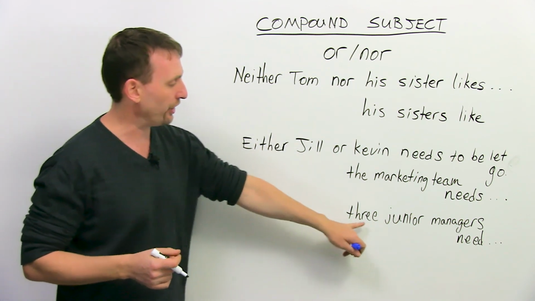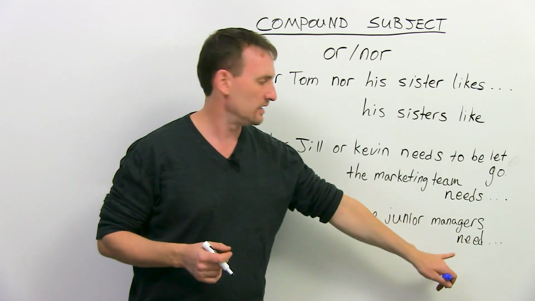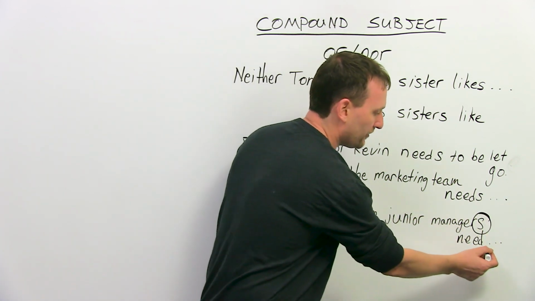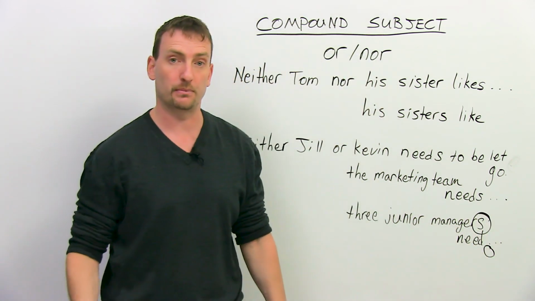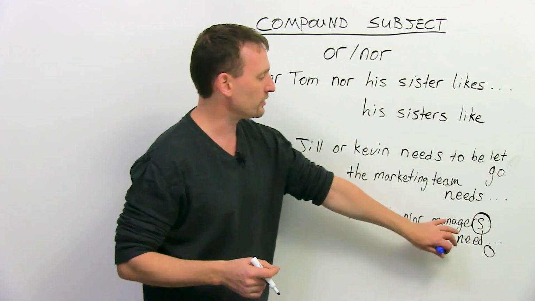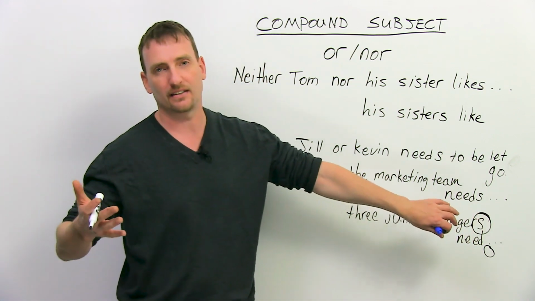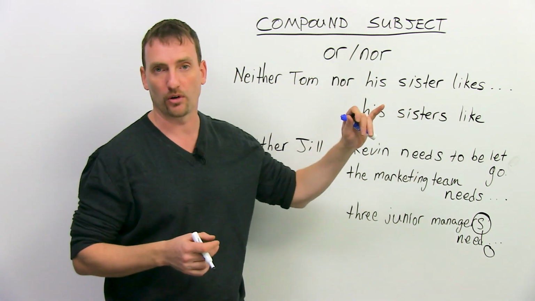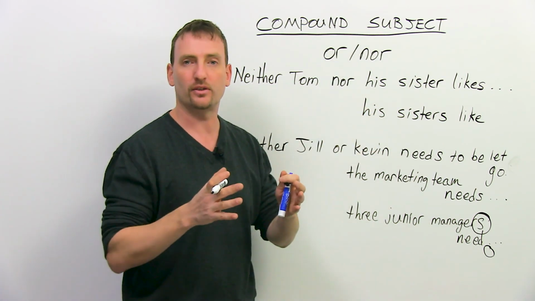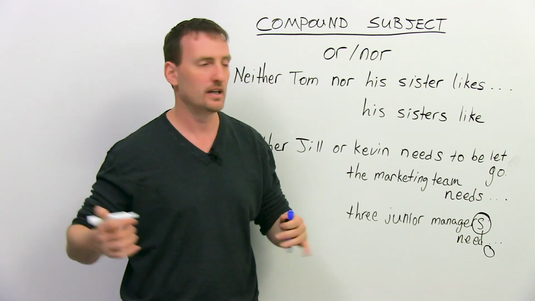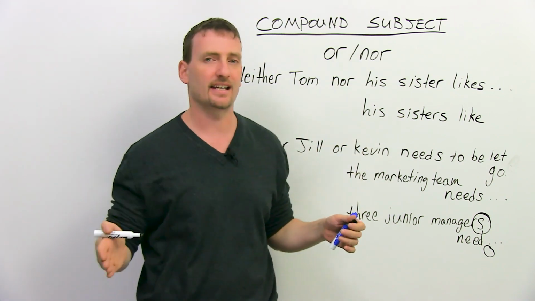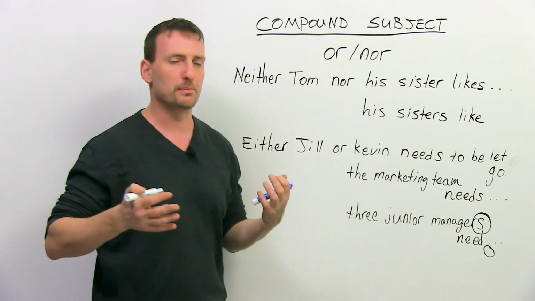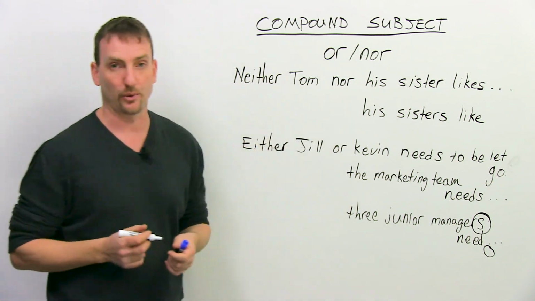Either Jill or 3 junior managers need to be let go. So now I have a plural here, and therefore I have a plural verb to agree with it. So always go with the last or the second noun in the compound subjects when you have or nor. And as soon as you're joining 2 separate things, you have a plural. Or depends on the second noun of the compound. Okay? You're going to understand this a little bit more with some more examples, so let's get to those.